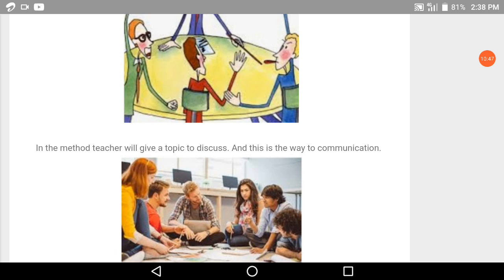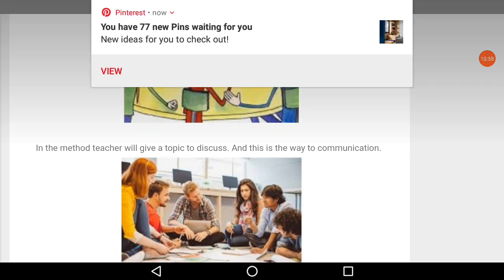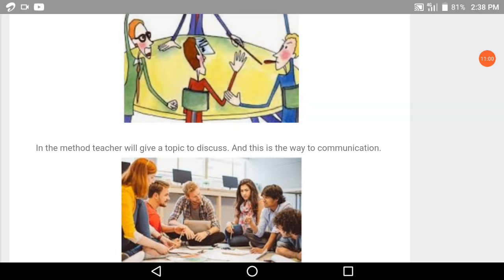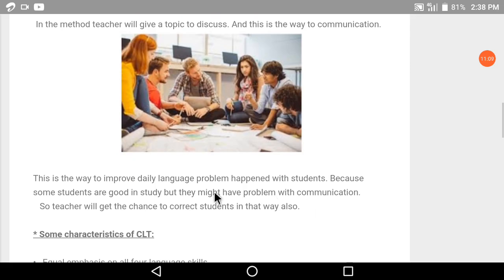It can happen that in some languages, like English, the child doesn't have that much vocabulary, so I allow them to use small words in their own language, some words which they don't know. They are allowed some words only, not the entire sentence. This is a way to improve the daily language problem that happens with students.